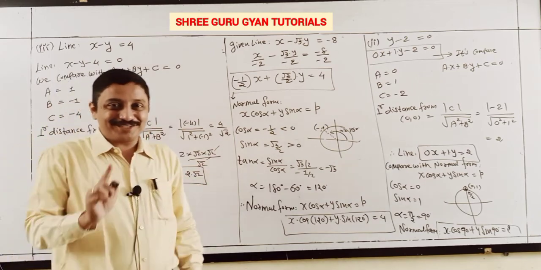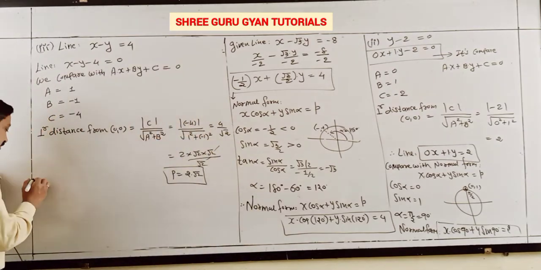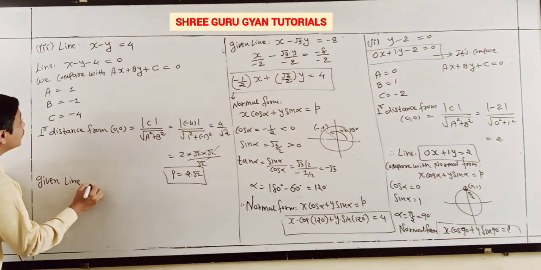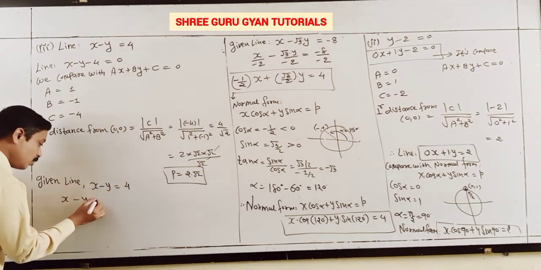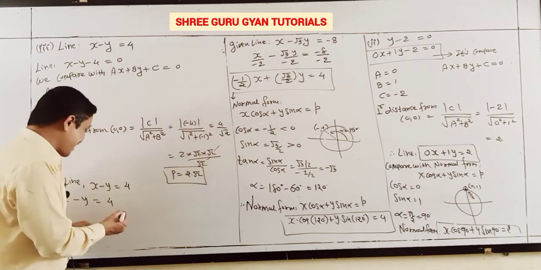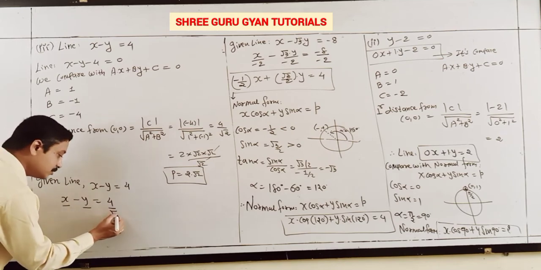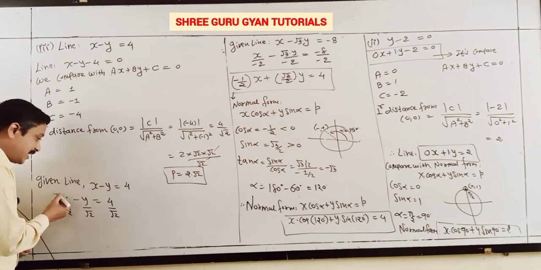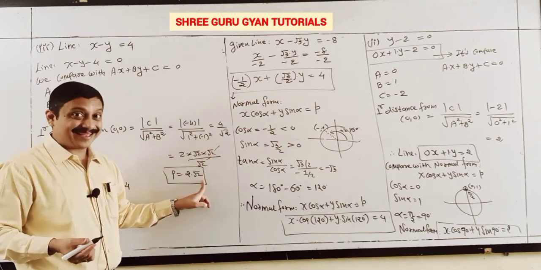Now I convert into normal form. So students, we go ahead with the given line. My line is x minus y is equal to 4. What to do for getting 4 by root 2? Yes, dividing each term by root 2. And that creates 4 by root 2. It is your p. Yes.